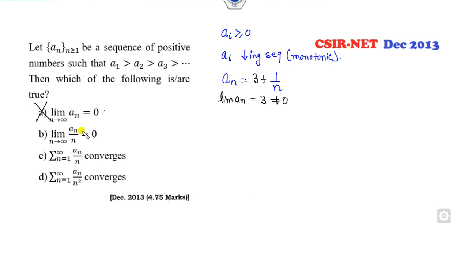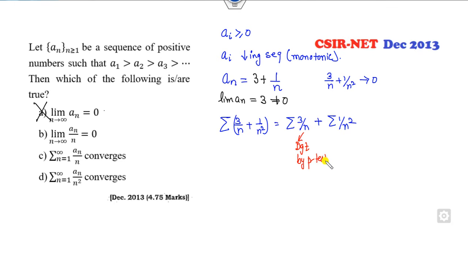So the first option is cancelled. Look at the second option, the series an over n. So 3 over n plus 1 over n square. Clearly, this is divergent by the p test, and this is convergent. So if one of the series is divergent, the sum is divergent, but the option said convergent. This is cancelled.